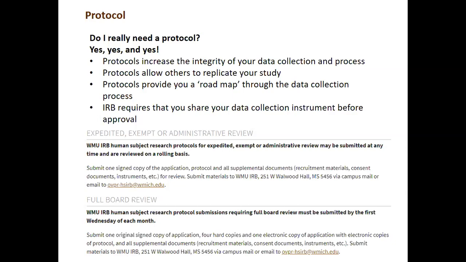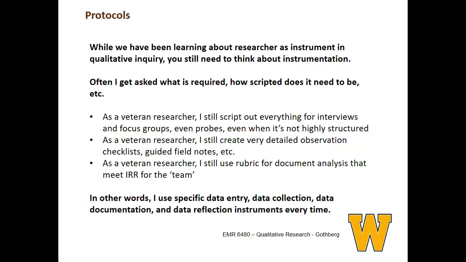Protocols provide you, as the researcher, a roadmap through your entire data collection process. And then finally, as I've already shared, IRB requires that you share your data collection instruments before you can be approved to begin your study. I've included a screenshot of the web page that shows you that when you apply for IRB, you must include your instruments, which is also known as protocols for qualitative. So while we've been spending the semester learning that the researcher is the instrument in qualitative inquiry, you still need to think about your instrumentation.